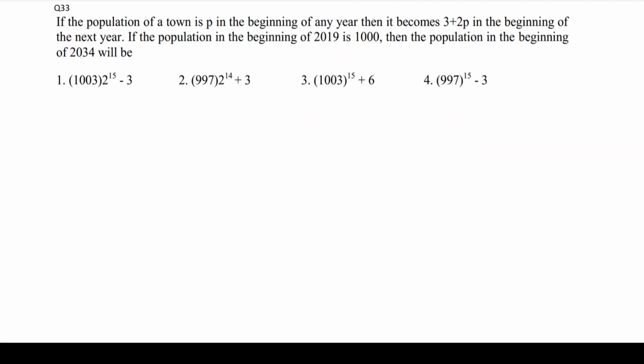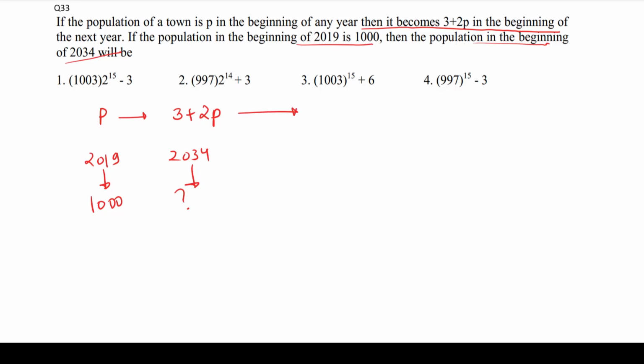This is question number 33. If the population of a town is p in the beginning of any year, then it becomes 3 plus 2p in the beginning of the next year. So in the first year, if the population is p, the next year it becomes 3 plus 2p. If we have the population in the beginning of 2019, then we need to find the population in the beginning of 2034. This is the required question.